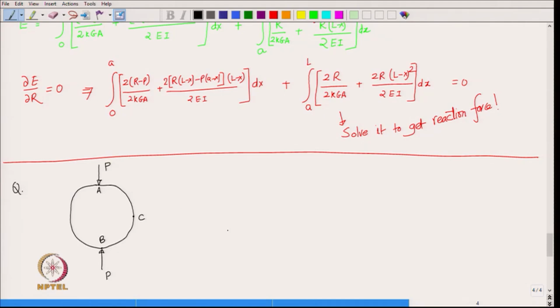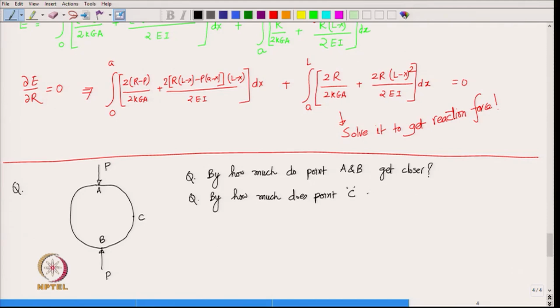Our goal is to find out by how much points A and B get closer. Likewise, we also want to know by how much point C moves outward. Then the question could be, what is the bending moment at point C?